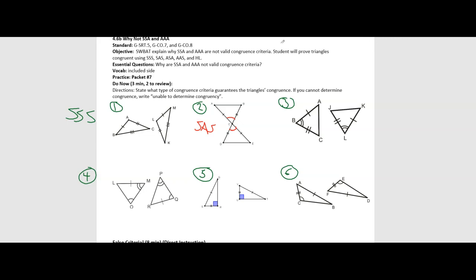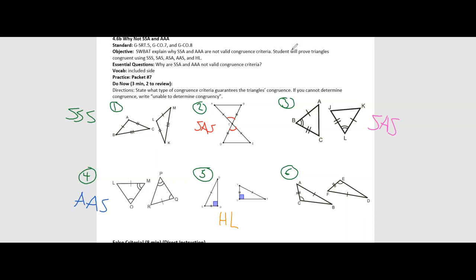For 3, everything is given that we need. That's going to be SAS, 2 sets of sides, and an included angle. For number 4, we have 2 angles and 1 side. The side is outside of the angles, so it's going to be AAS. For 5, we have a right triangle and a hypotenuse and a leg from each triangle that are congruent, so that's going to be HL.